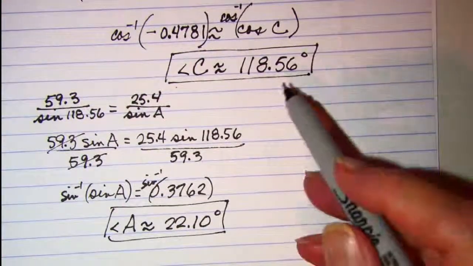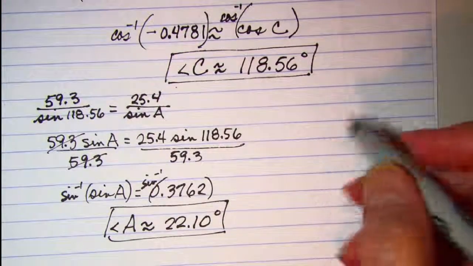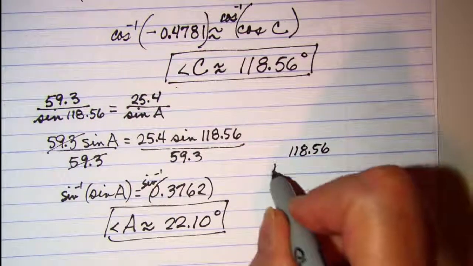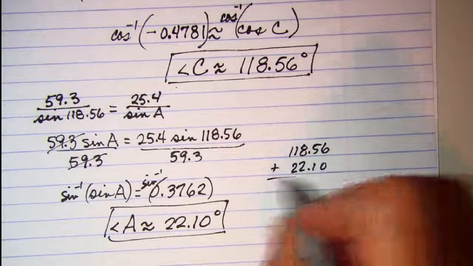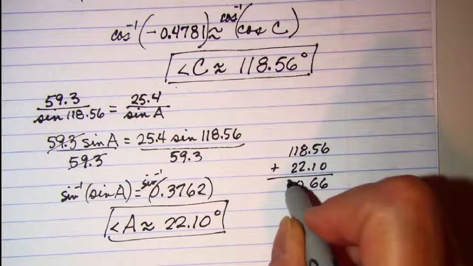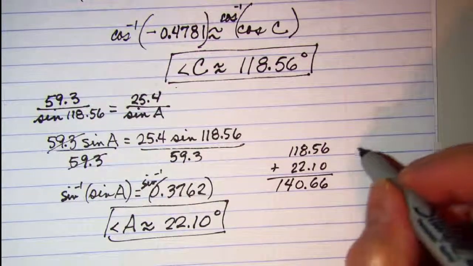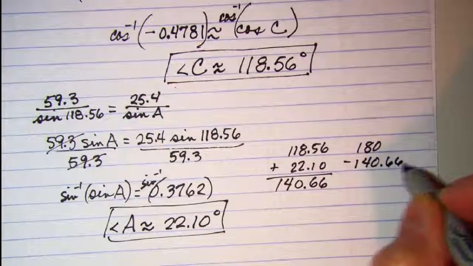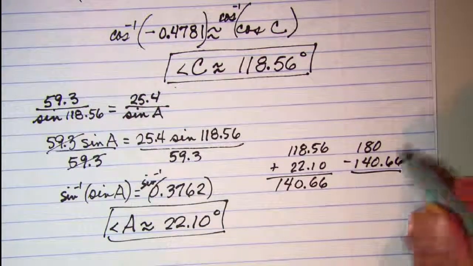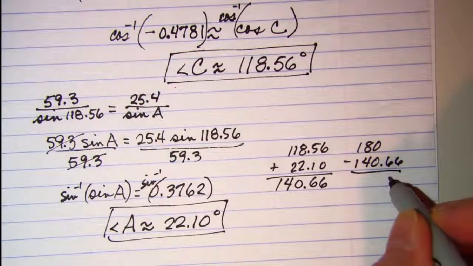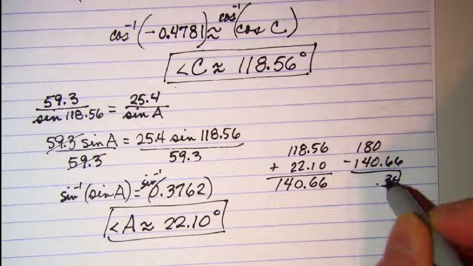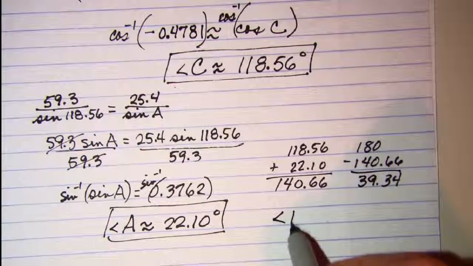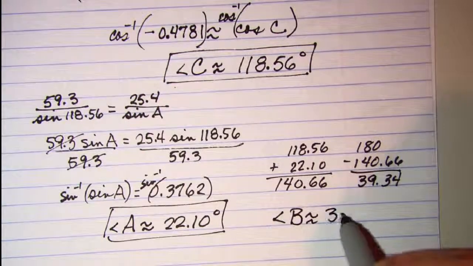And then I can add these two together and subtract from 180 to get my third angle. So 118.56 plus 22.10 and then 180 subtract that sum. And looks like angle B is about 39.34.